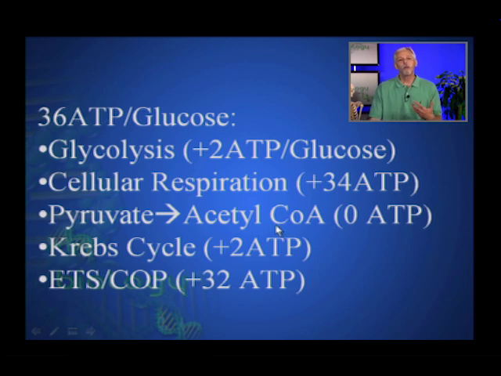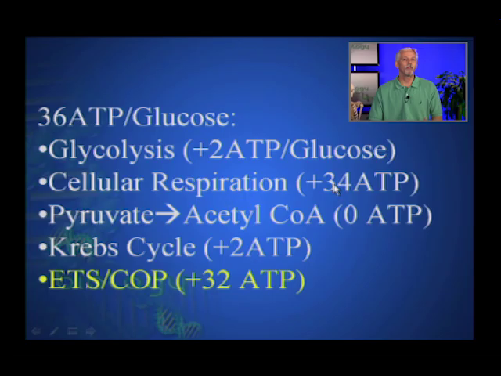Also, we're looking for a maximum of 36 ATPs per glucose. Again, this is just an overview of where we're headed. We'll come back to this later, but glycolysis is going to yield 2 ATPs per glucose. Cellular respiration will yield 34 ATPs per glucose: none in the conversion of pyruvate to acetyl-CoA, 2 in the Krebs cycle, and the big payoff is going to be in the electron transport system, chemiosmotic phosphorylation. That's where most of them come from. So what is important to understand is that cellular respiration occurs within mitochondria.